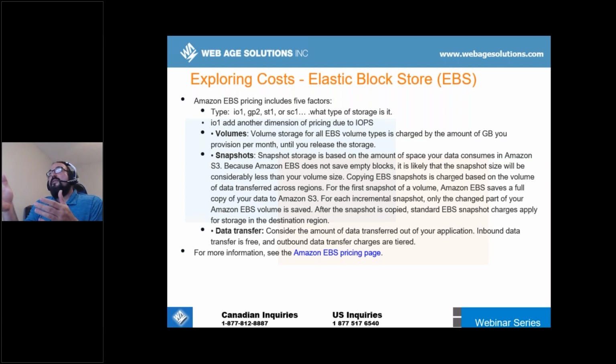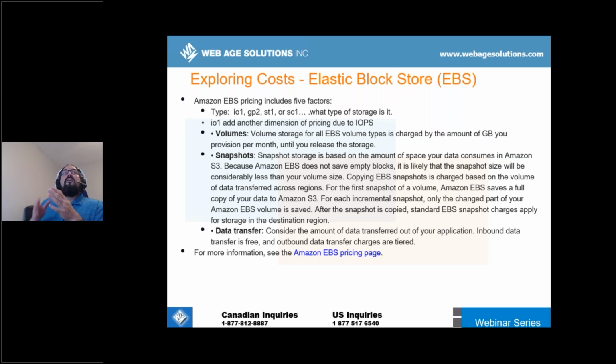Just a word of caution here. The ST1 and SC1 storage types cannot be used as boot drives. Most of the time, in my estimation, most of us end up using GP2, which is kind of like general purpose SSD storage. So that's one dimension. And if you decide to use IO1, which is the really high-end provisioned SSD storage, you get to turn the dial on how many IOPS you want to attach to the volume. IOPS are IOs per second, like reads and write chunks, right? You can just turn the dial on IO1. You can't do that for any of the other types of storage.